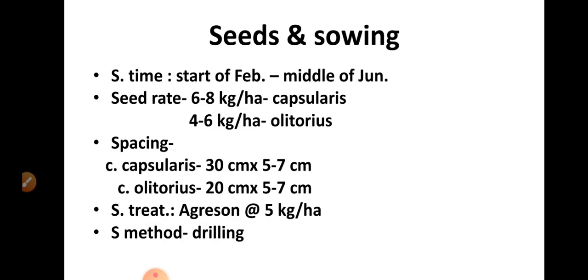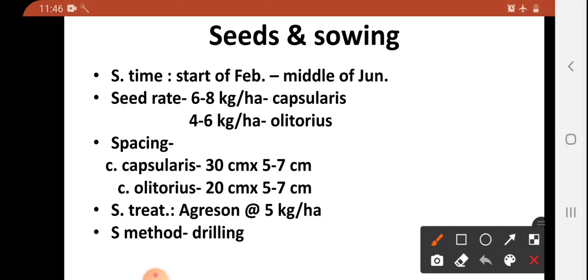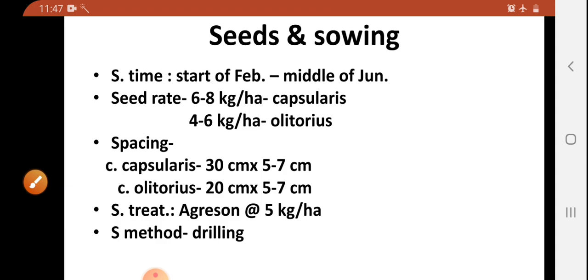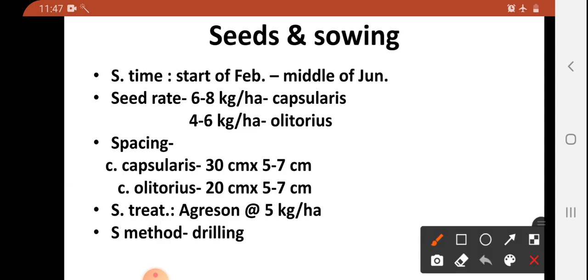Here is the seeds and sowing. In seeds and sowing, the first part is sowing time for this jute crop. Jute is cultivated from the starting of February to the middle of June. That is the optimum sowing time for cultivation of this jute crop.